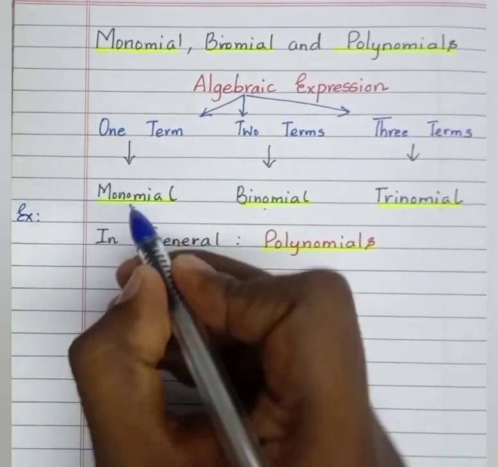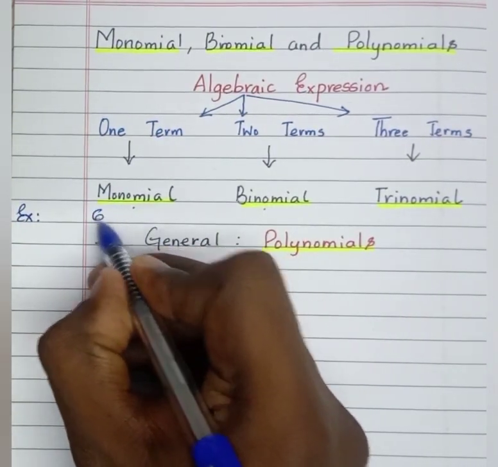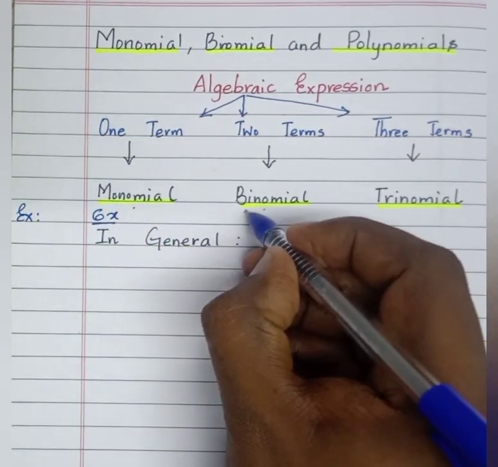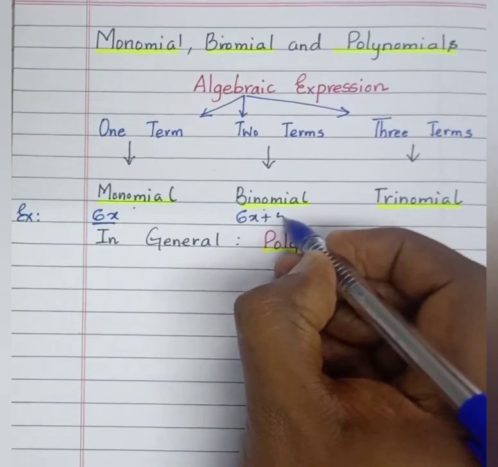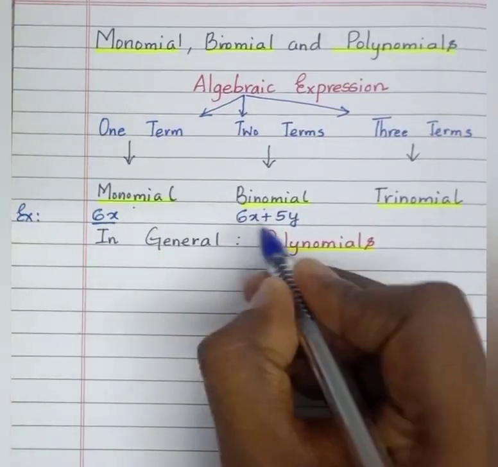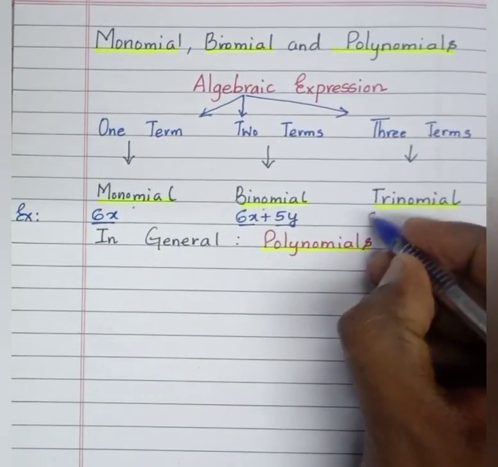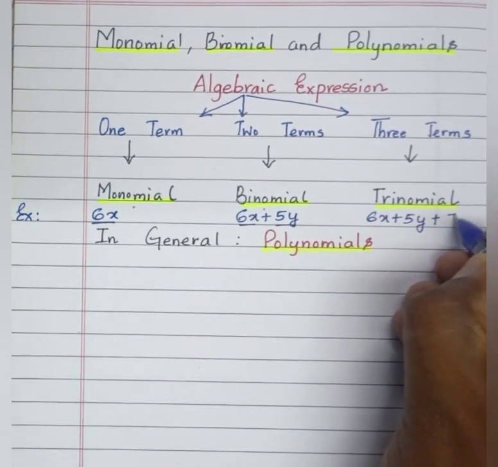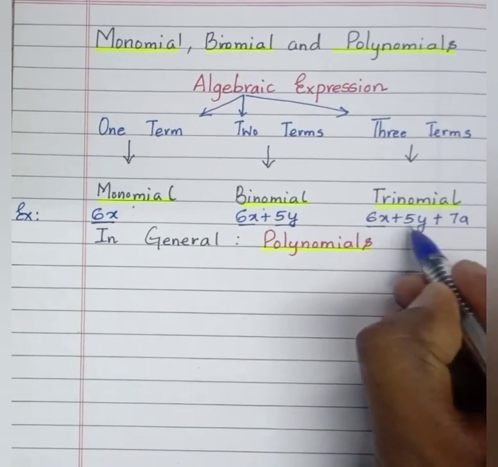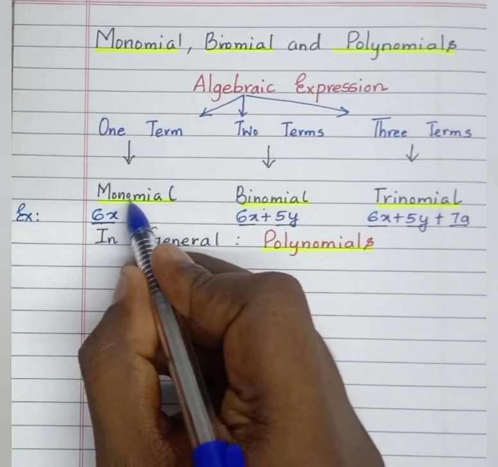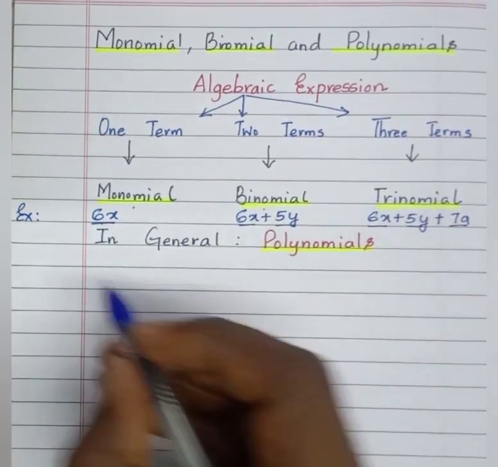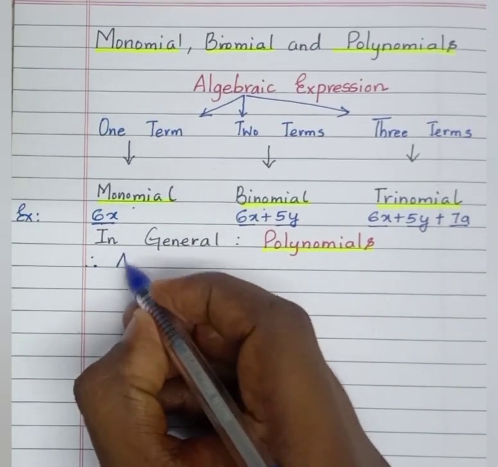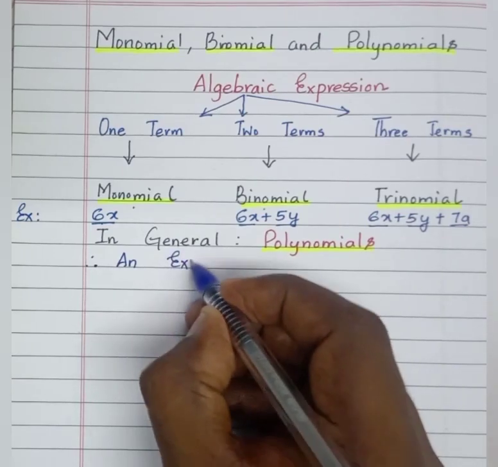We call it generally what? Polynomial. Now let me consider examples. Monomial, single term. Binomial, two terms, that is 6x plus 5y. What is trinomial? Write three terms, that is 6x plus 5y plus 7a. Single term monomial, two terms binomial, three terms trinomial. In general we call that polynomials.